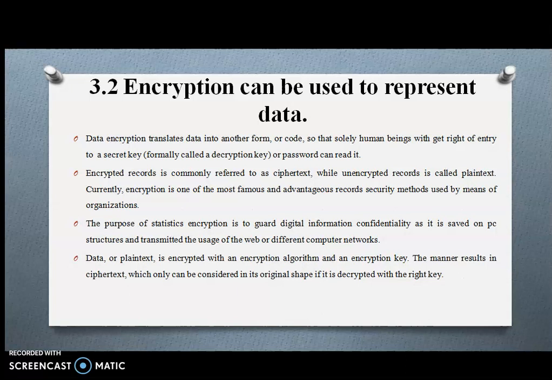3.2 Encryption can be used to represent data. Data encryption translates data into another form or code so that only people with access to a secret key or password can read it. Unencrypted data is commonly referred to as plain text. Encryption is one of the most popular and effective data security methods used by organizations.